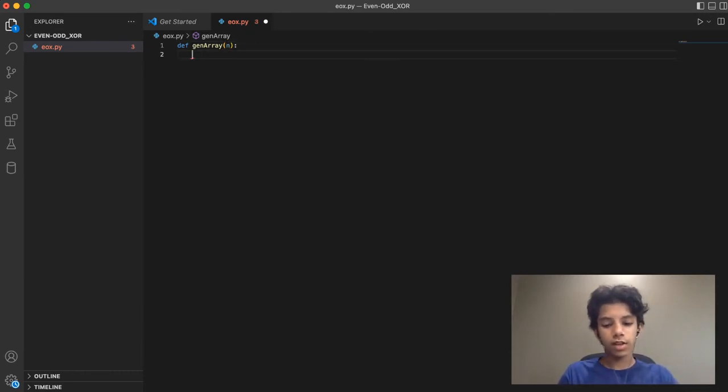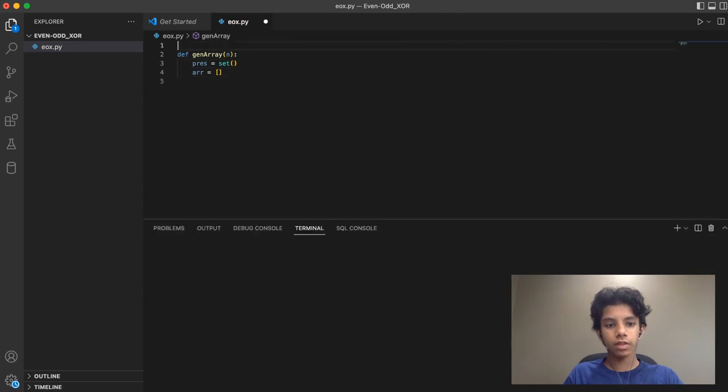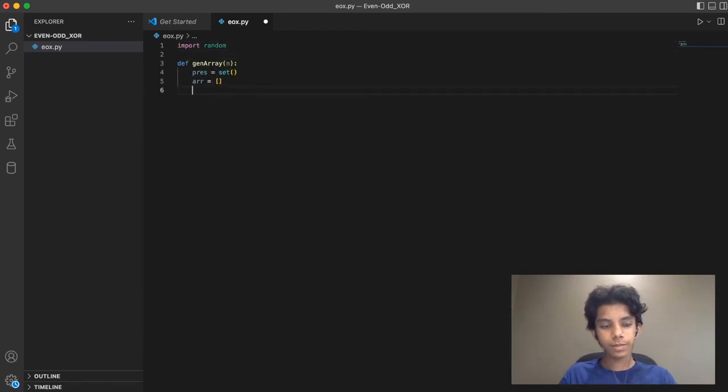So I have two things here. I have pres is equal to set, and this is calculating which ones are present, in a set because sets are faster, and r is equal to just an empty array. And we'll need random, so import random.